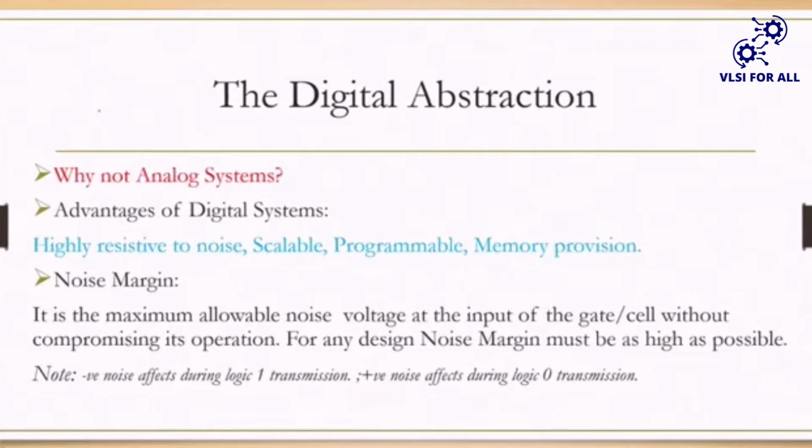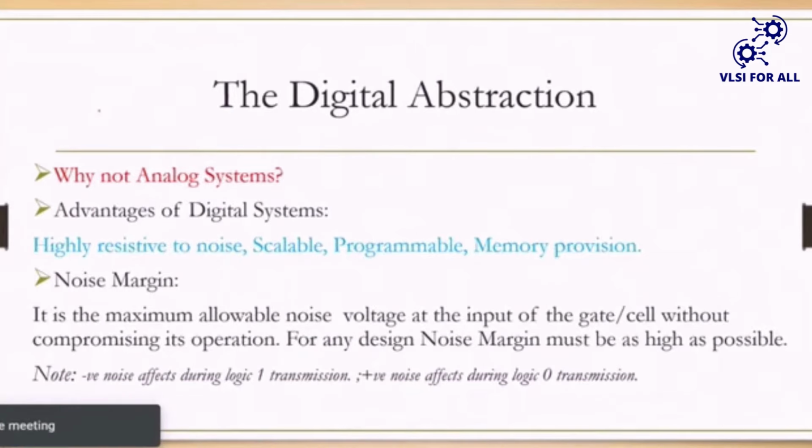Thank you. Now, let's come to the point, digital abstraction. Guys, why is there a necessity to go to digital? God has given us voltage or current. We have sinusoidal signals. Then why don't we stay in analog only? Why are we going for digital? Because there are advantages in digital. What are they? The advantage of digital systems, team, is that they are highly resistant to noise.